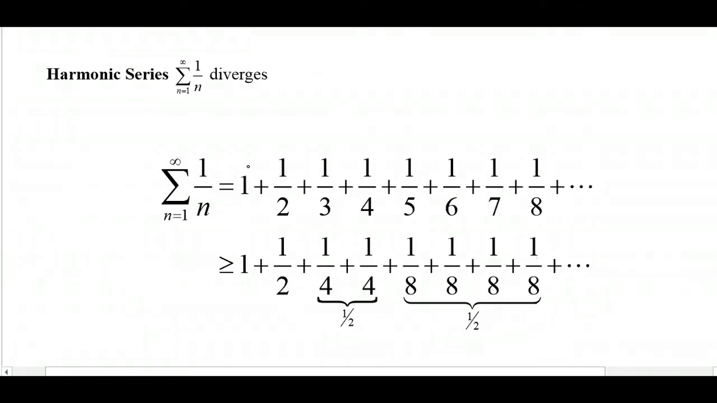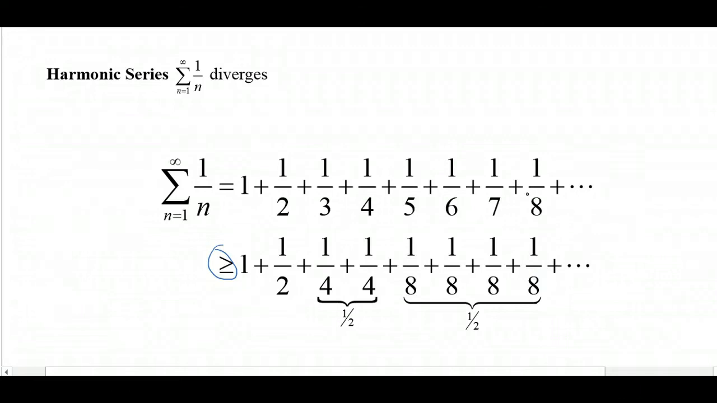So let's make sure that the top line is greater than or equal to the bottom line. So 1 is equal to 1, that's fine. 1/2 is equal to 1/2. So now we want to make sure that 1/3 is greater than 1/4, and it is. So that keeps the inequality. So the top is still bigger than the bottom. 1/4 is equal to 1/4. 1/5 is greater than 1/8. 1/6 is greater than 1/8. 1/7 is greater than 1/8. And 1/8 is equal to 1/8.